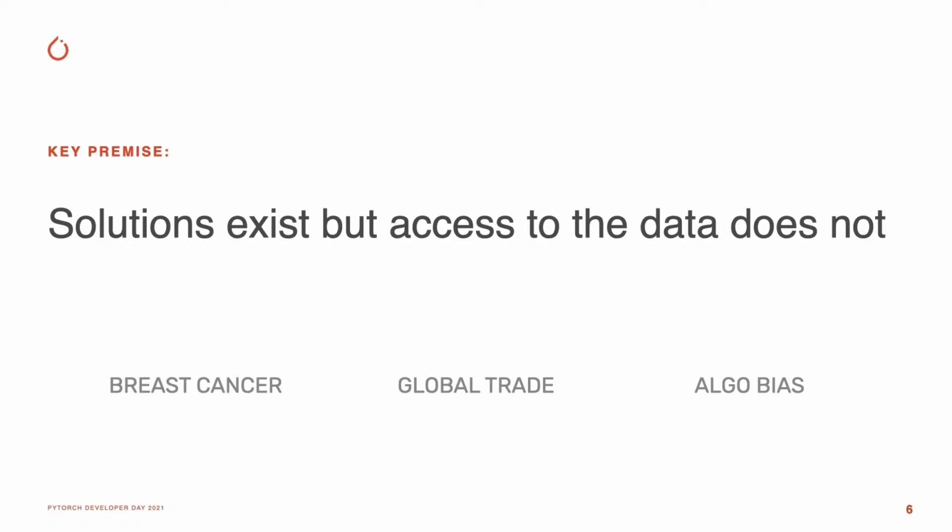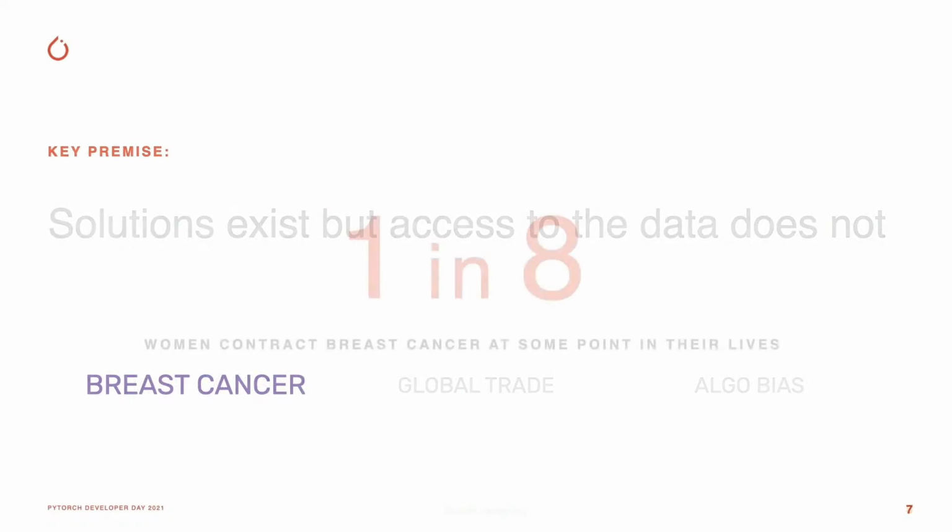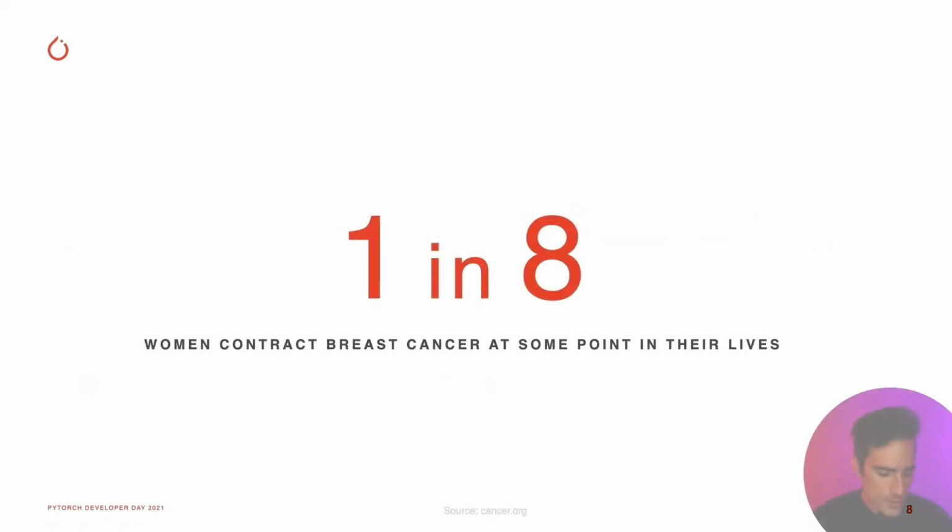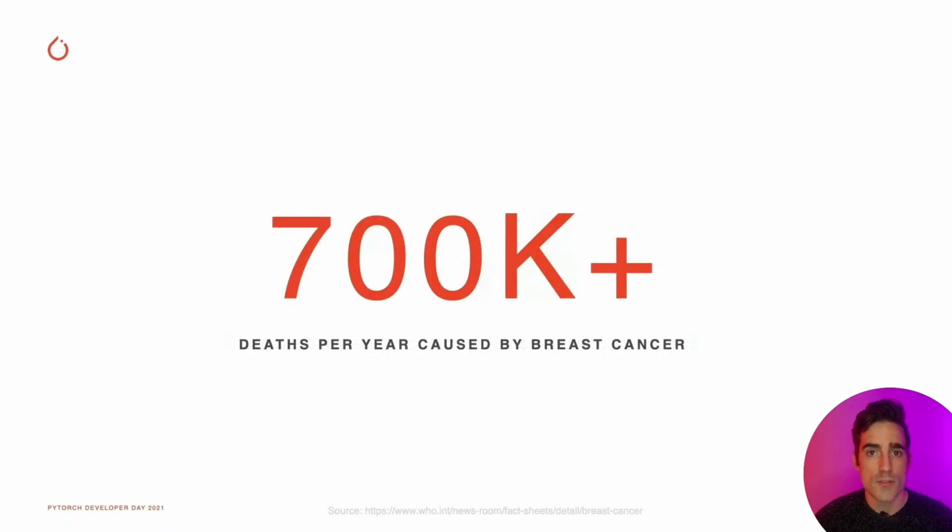So there's a wide variety of examples that are like this, but we're going to drill down into just a couple. So first one we're going to talk about is breast cancer. Unfortunately, around 1 in 8 women encounter breast cancer at some point in their lives around the world. And this leads to as much as 700,000 deaths per year from breast cancer.